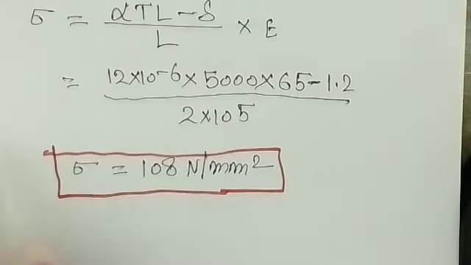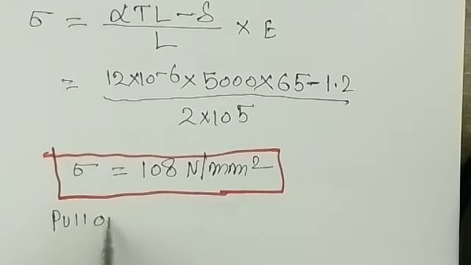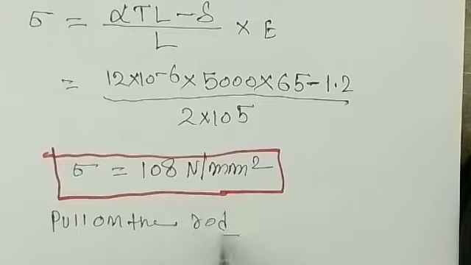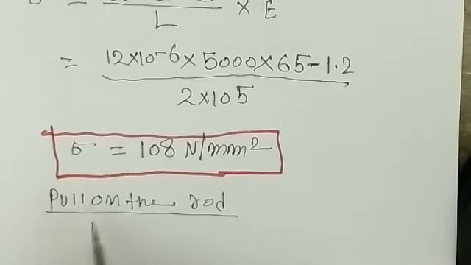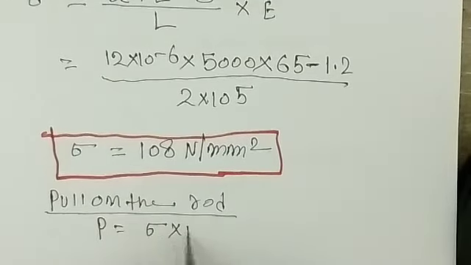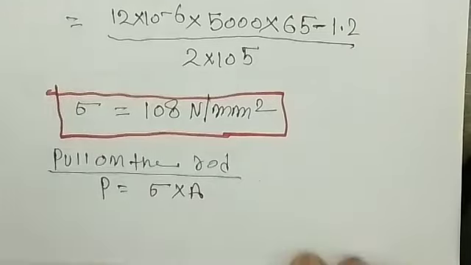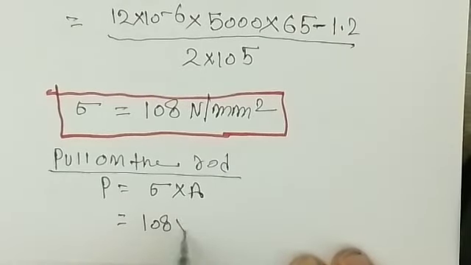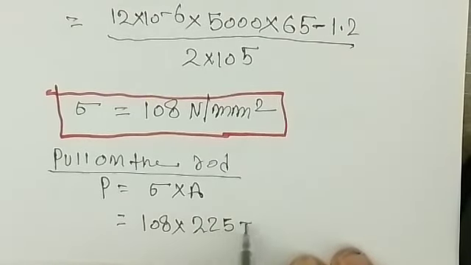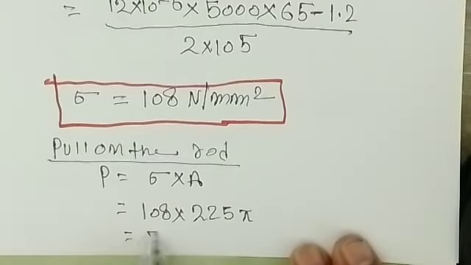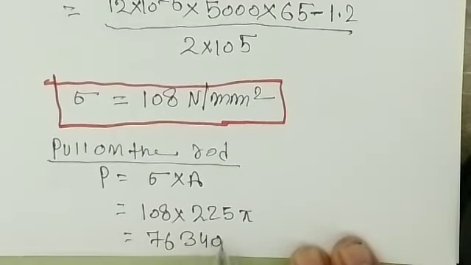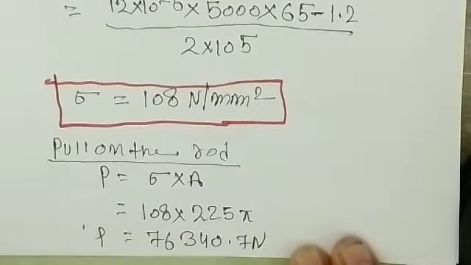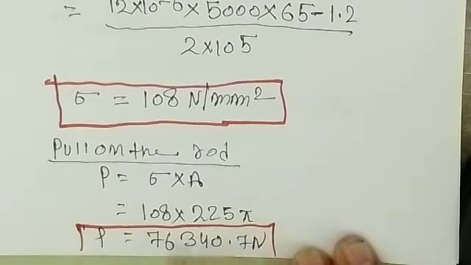Second, you have to find the pull on the rod. The pull on the rod P is equal to stress into area. Stress is equal to 108, and the area we already calculated is 225π, which gives 76340.7 Newton. This much of load we got.